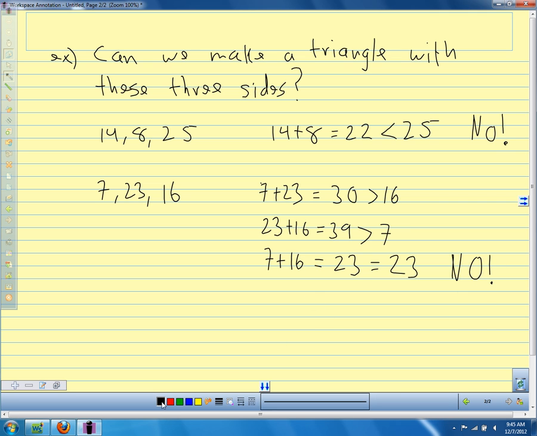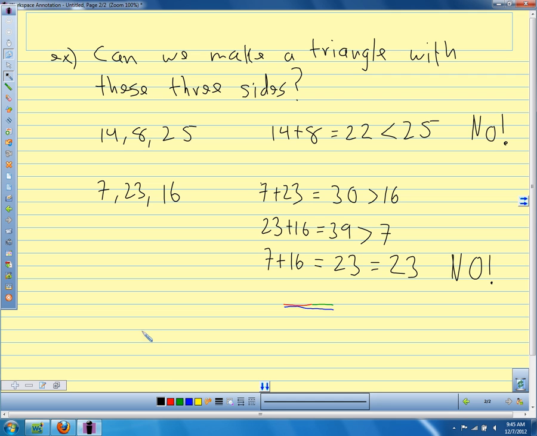My three sides would be like the picture that I drew. It'd have this one, and when I put the other two together, they're exactly the same length as the third side. So my triangle would be flat. So this is a no. I can't make a triangle out of those three sides. The two sides have to add up to be bigger than the third side.